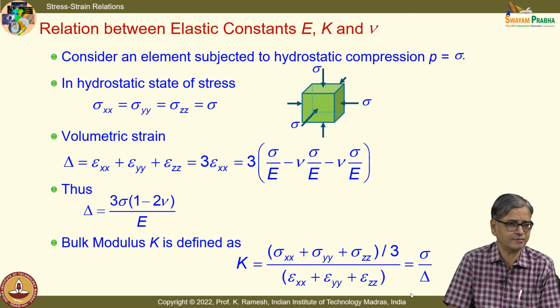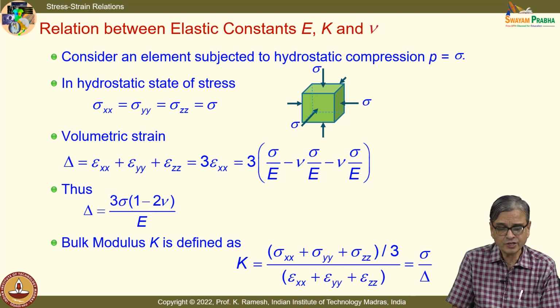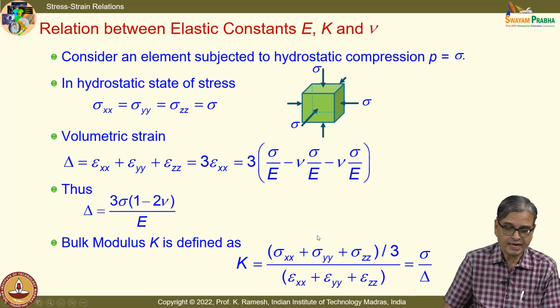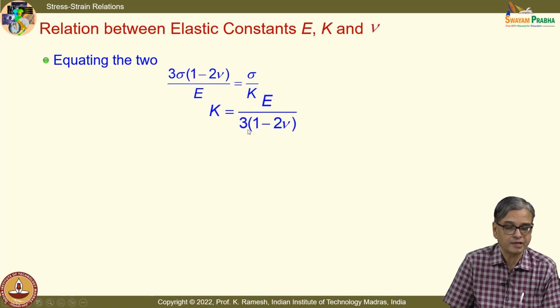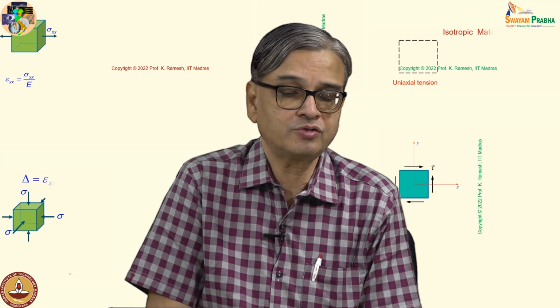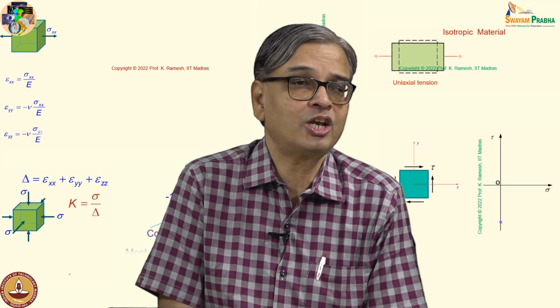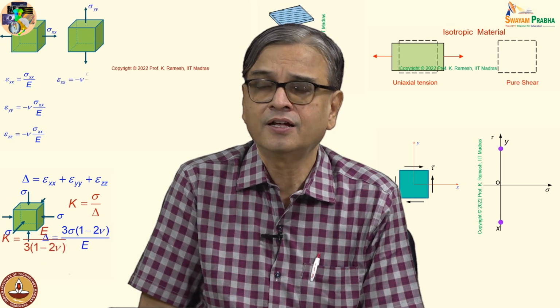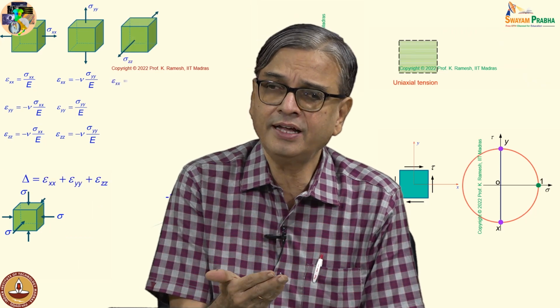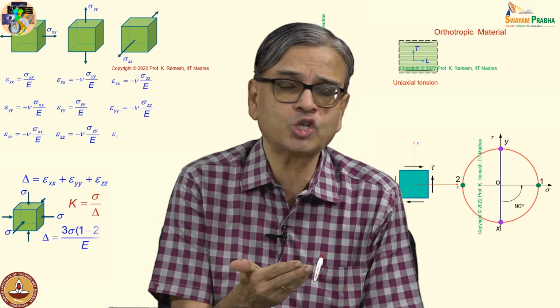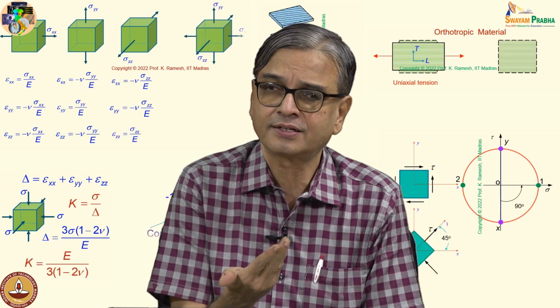Now, we have all the quantities. We have delta in terms of sigma. So, when I substitute this, I get an expression for bulk modulus K in terms of Young's modulus E divided by 3 into 1 minus 2 nu. So, what is your first take? What will be the value of K in comparison to Young's modulus? We have already seen shear modulus is smaller than Young's modulus. So, similarly, your bulk modulus is also smaller than Young's modulus.